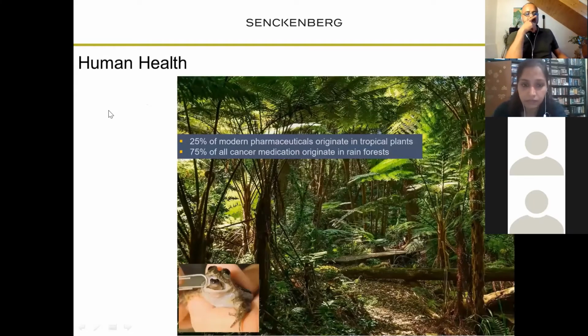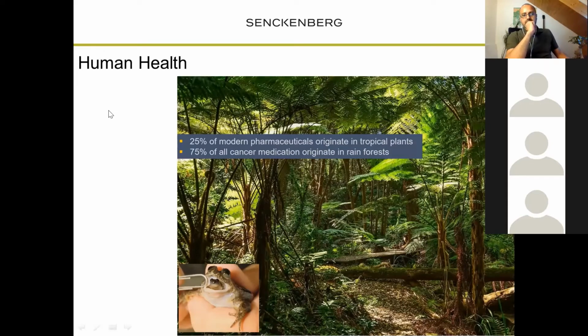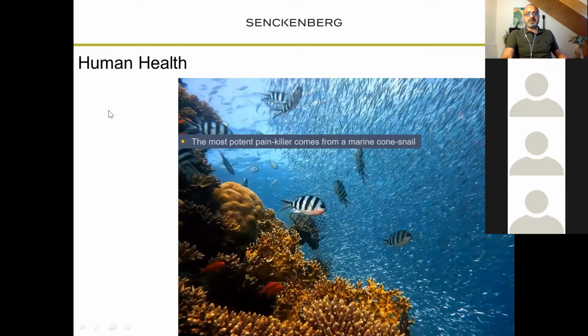Other than that, if we just take some examples, human health. About 25% of modern pharmaceuticals originate in tropical plants. 75% of all cancer medication originates in the rainforest. There are a lot of participants and also some speakers from the South American region, and they can see visibly how dramatically we are cutting down these tropical or equatorial rainforests and replacing them with agricultural farms or stuff like that. Similarly, most of the potent painkillers come from marine cone snails.